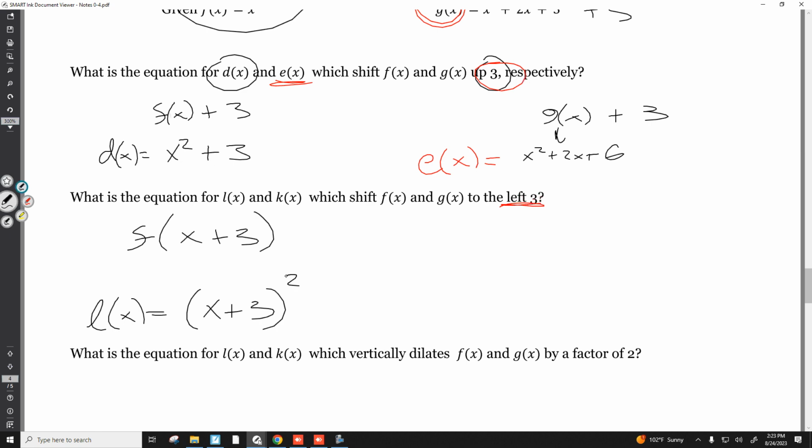Could you do the same thing for G? Could you do G of x plus 3? What would that look like? Write down what you think it would look like if you got it.